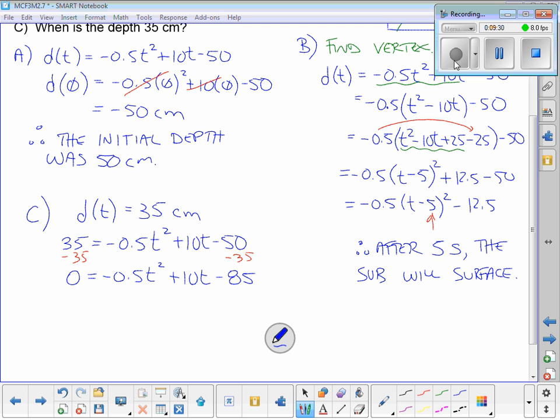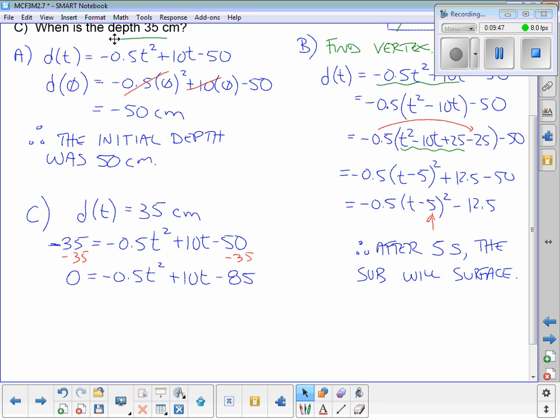Now, the one thing I realized, I made a bit of a mistake here. Not a big change for us, but it said, when is the depth 35? This should actually be negative 35 centimeters because we're looking at it being under the water, which means I need to add 35 to both sides. Sorry about that. So adding 35 will give us negative 15 instead of the negative 85.